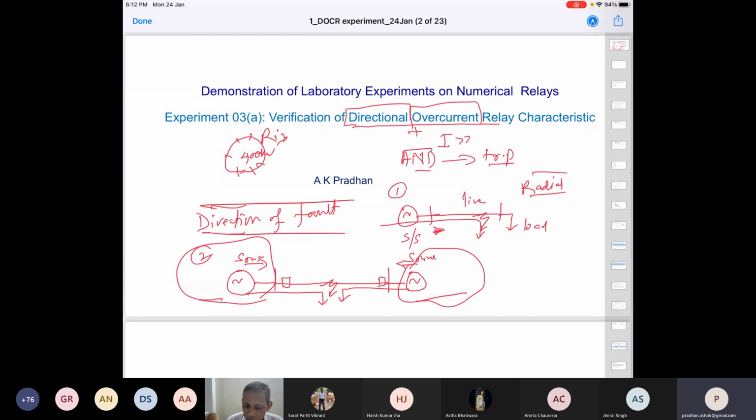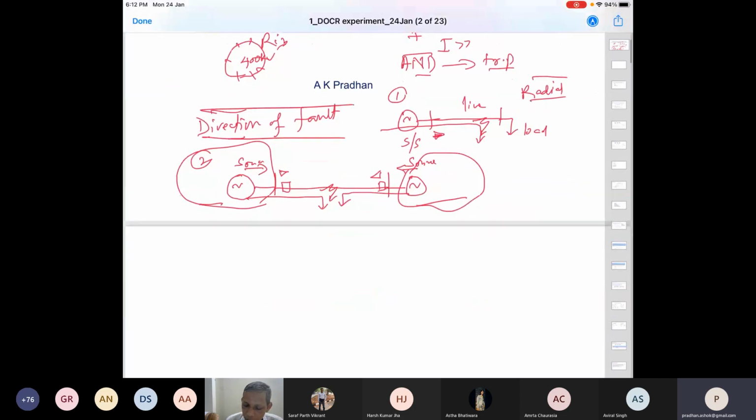So the associated relay here and the associated relay here are called forward-looking relays. They have to be activated. Now we are coming to what the direction of fault is here. Suppose I consider only a line section in an interconnected system.